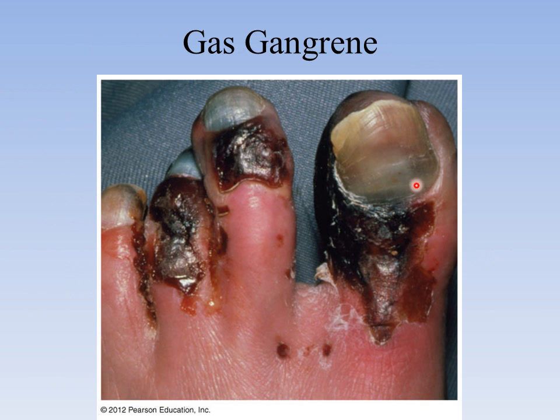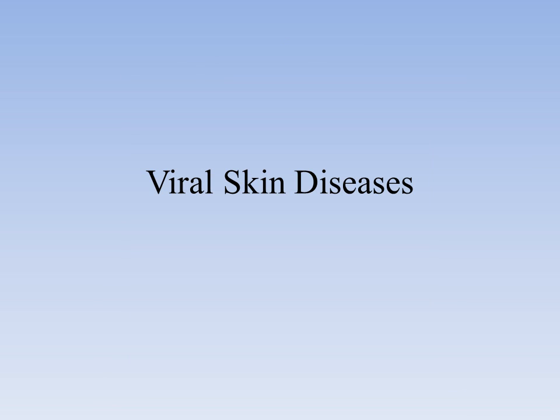So here's an example of gas gangrene, kind of disgusting. You can see the darkening of the tissue, and also there are bubbles forming here. These bubbles are gas bubbles, the hydrogen and carbon dioxide produced by the Clostridium as it's growing in the tissue. All right, that's enough about bacteria.